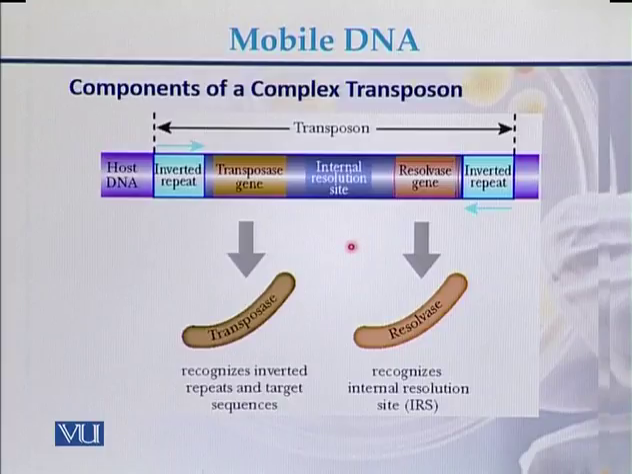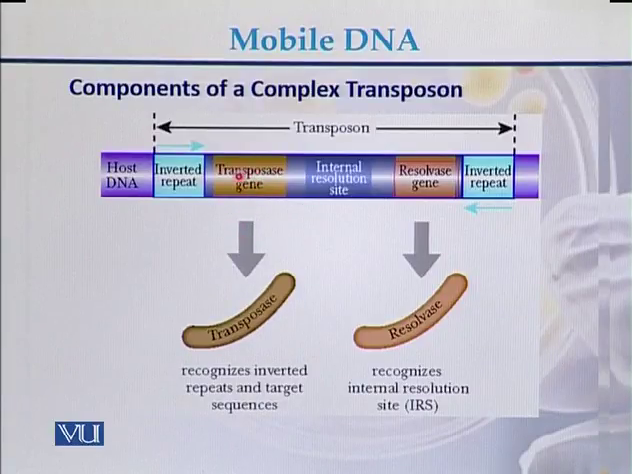Components of a complex transposon. In the case of a complex transposon, we see that there is a sequence for an internal resolution site. There is a gene for the transposase enzyme. There is a sequence for the resolvase gene. On both sides we see that there are inverted repeats. So this is the difference between the simple transposon and the complex transposon.